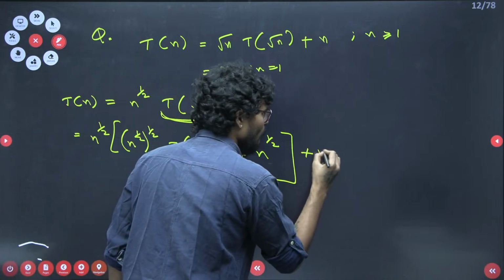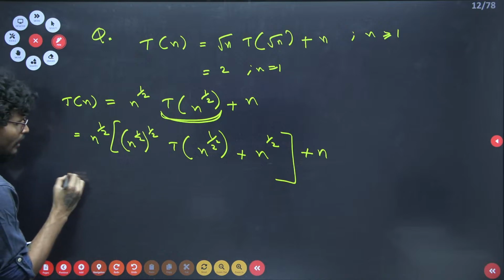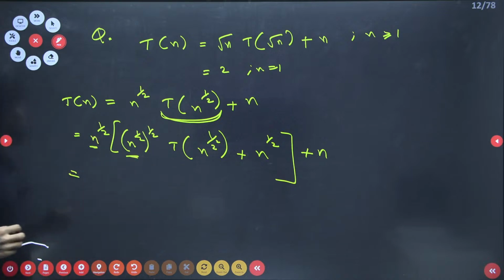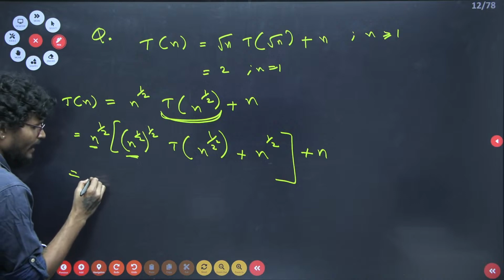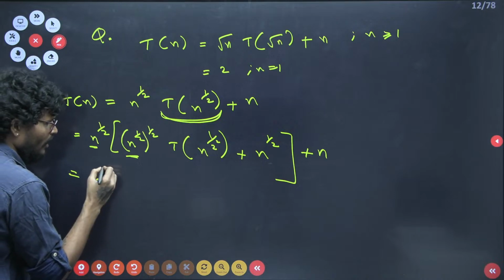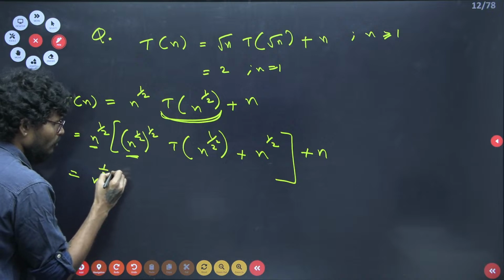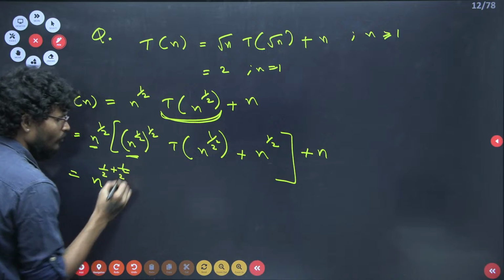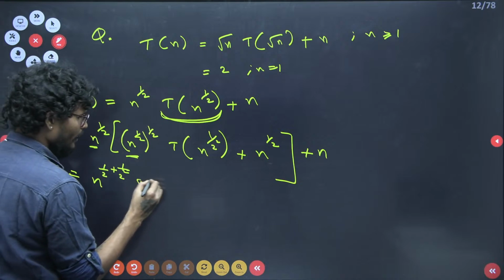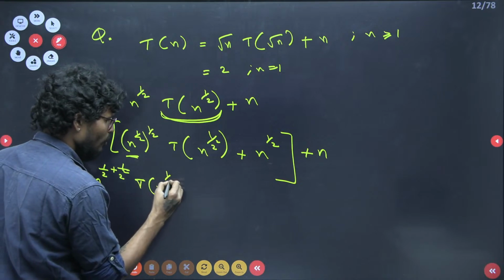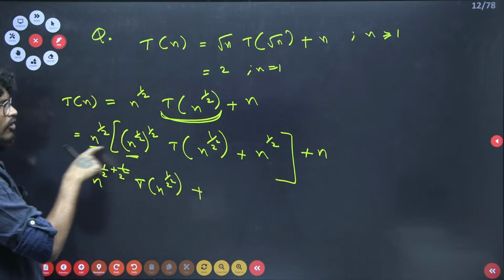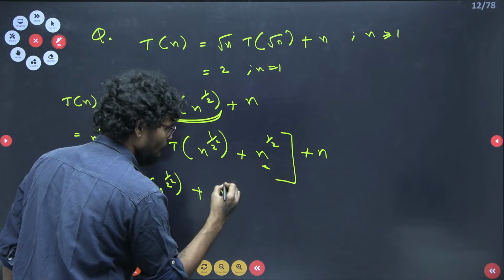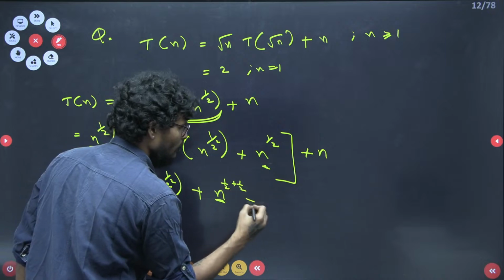Besides, we have n already. So now let us see this. We have the first term n raised to 1 by 2 into n raised to 1 by 2 square. So we can write this like n power 1 by 2, so the exponents will be added, so 1 by 2 square, into T of n power 1 by 2 square, plus n power 1 by 2 into n power 1 by 2, that is n. So we can write like this, plus this outside n.